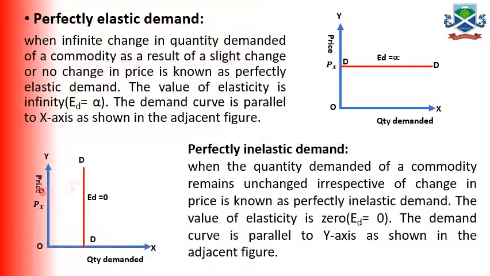If your price is 10 rupees, you will buy 2 units, say for example 2 units. If your price is 100 rupees, no matter, you will buy only 2 units. Your demand is fixed. In that case, this is known as perfectly inelastic demand.